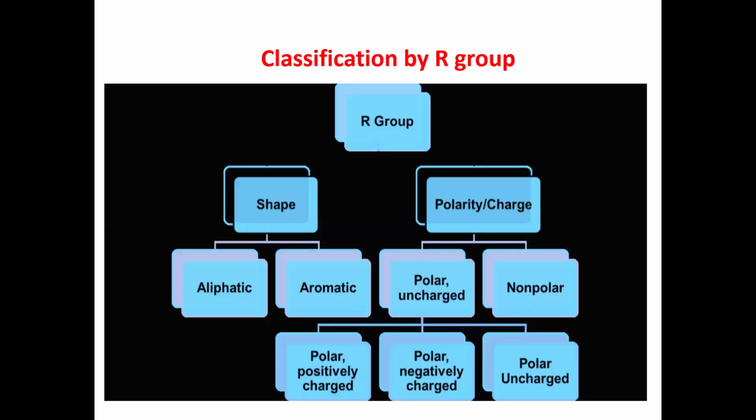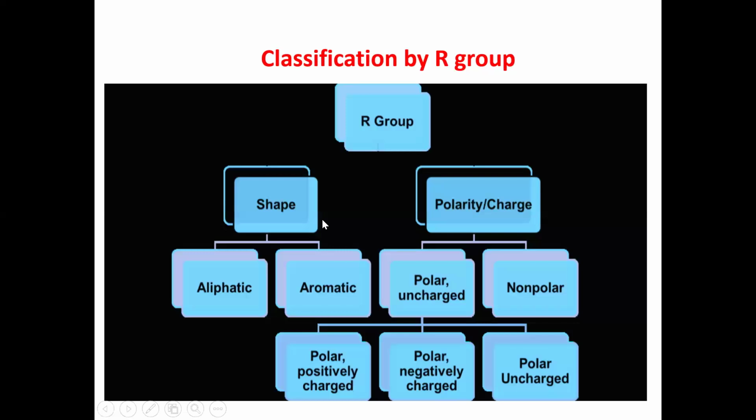For classification by R group, we can base it on the polarity of the side chain or the charge of the side chain. We can define them in terms of their polar nature: those that are polar but not charged, and those that are non-polar. Polar ones can also be polar positively charged, polar negatively charged, or polar uncharged.